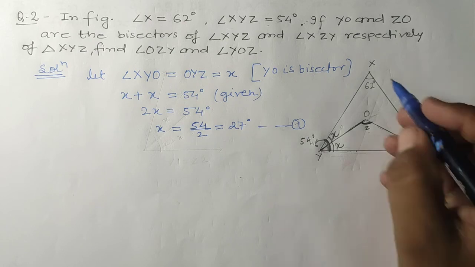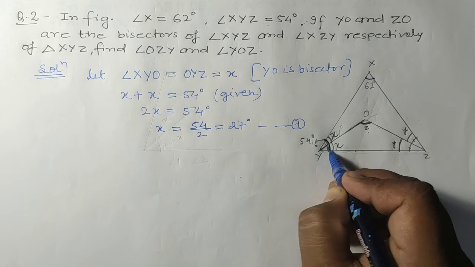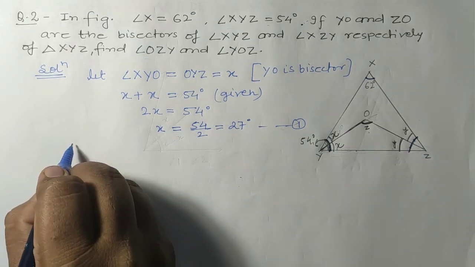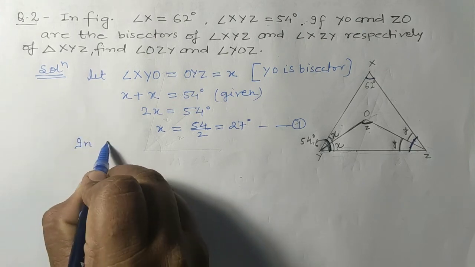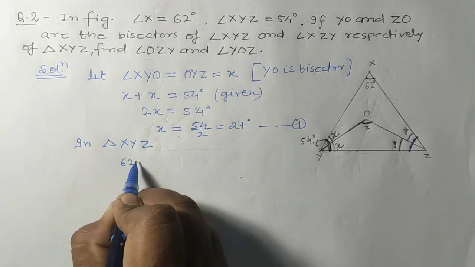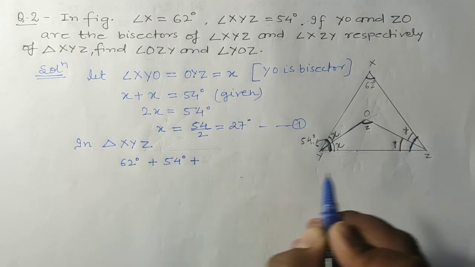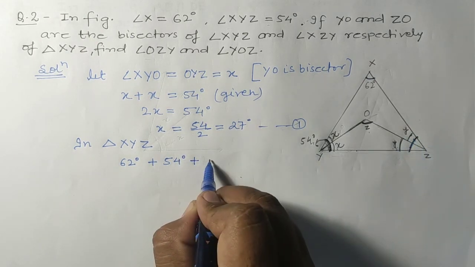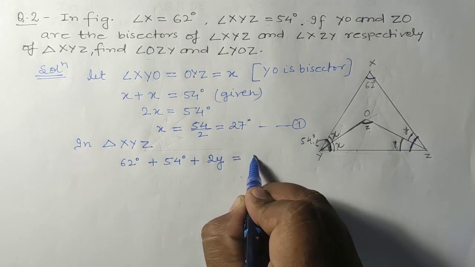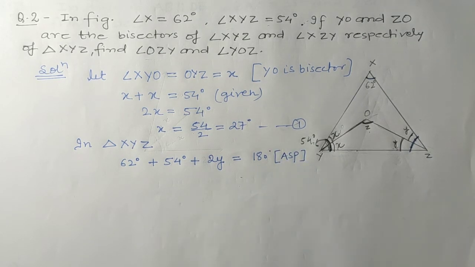Now students, see, this whole angle is 62 degrees. This whole angle is 54 degrees. So what will be this angle? Here we can write that in triangle XYZ, 62 degrees plus 54 degrees plus y plus y, that is 2y, will be 180 degrees. The reason is angle sum property of triangle.